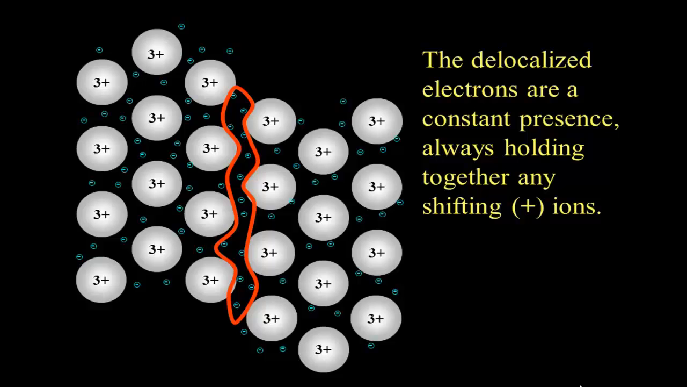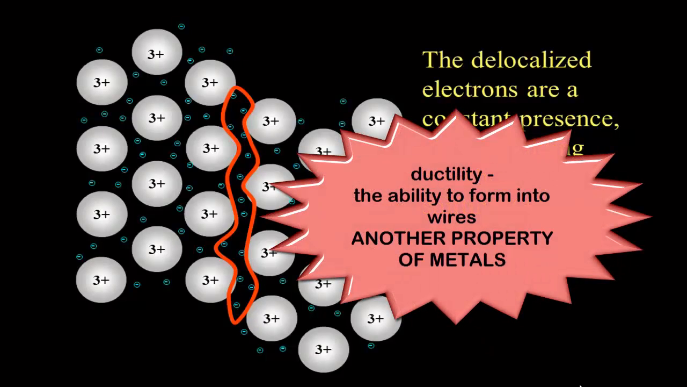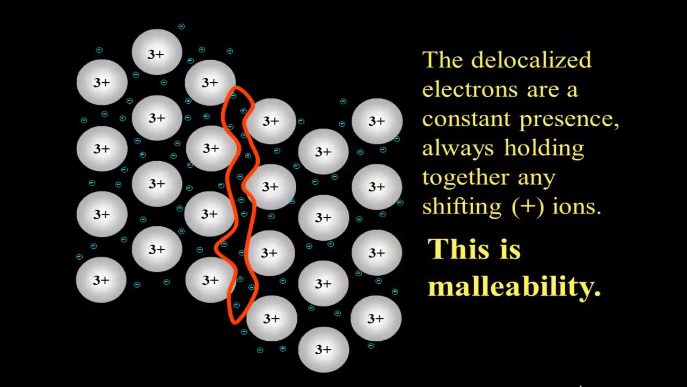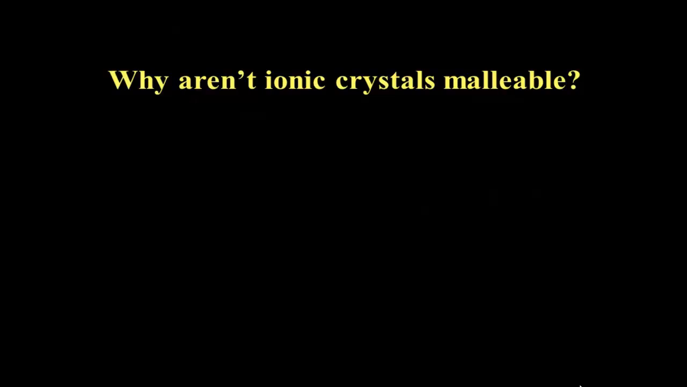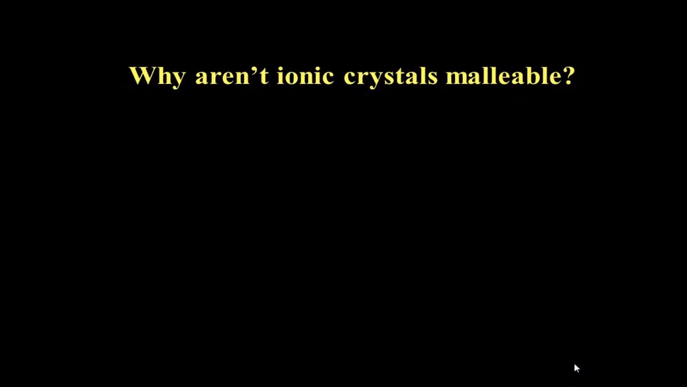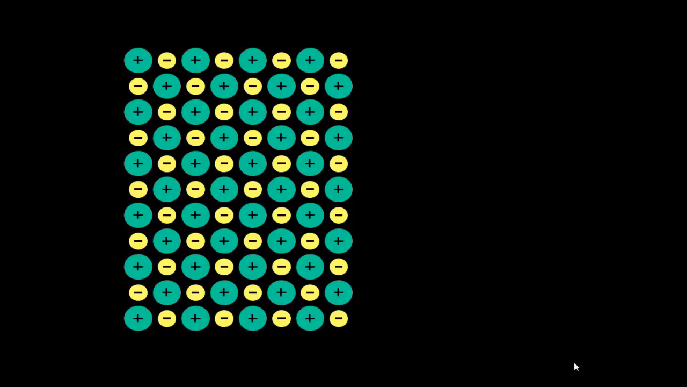And malleability, of course, is also intimately related to ductility. You can force the metal into the shape of wires. So this is malleability. And a nice contrast would be to look and see, why does hitting an ionic crystal not result in this sort of malleability? When we hit an ionic crystal, it shatters. Let's hit this ionic crystal with a hammer and see what happens.